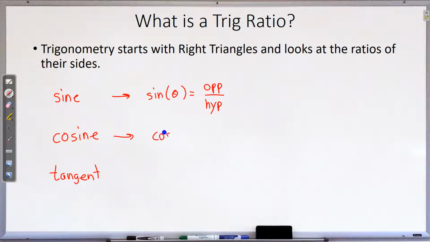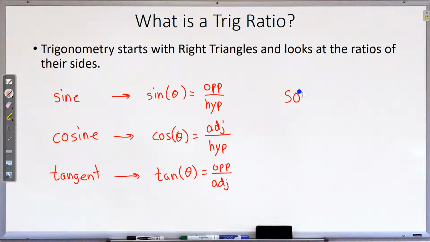Cosine is just cos. That is the adjacent side over the hypotenuse. And tangent, we abbreviate TAN, is the opposite over the adjacent. And hopefully you've seen the mnemonic device SOHCAHTOA to help you remember that. So S stands for sine, O for opposite, hypotenuse, cosine, adjacent, hypotenuse, tangent is the opposite over the adjacent. It sort of helps you remember that.